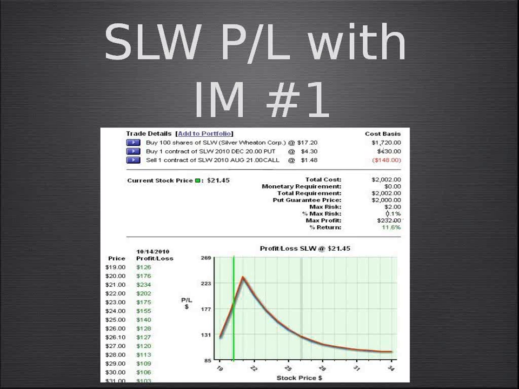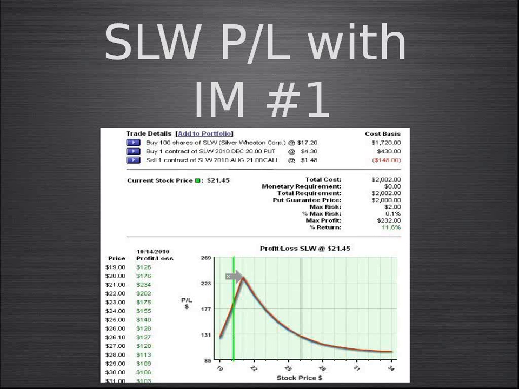Okay, we bought stock at 17.20. We purchased the put for 4.30. We collected $1.48, so now our total investment into the position, our total monetary value into the position right now is $2,002, again for only 100 shares. We're guaranteed to get $20 back no matter what happens. So the maximum risk is only $2 or 0.1%, and if the stock's trading right at $21 per share at August expiration, it would work out to be about an 11.6% return.